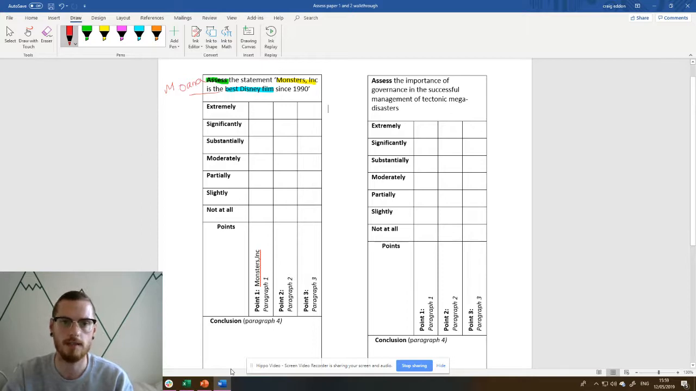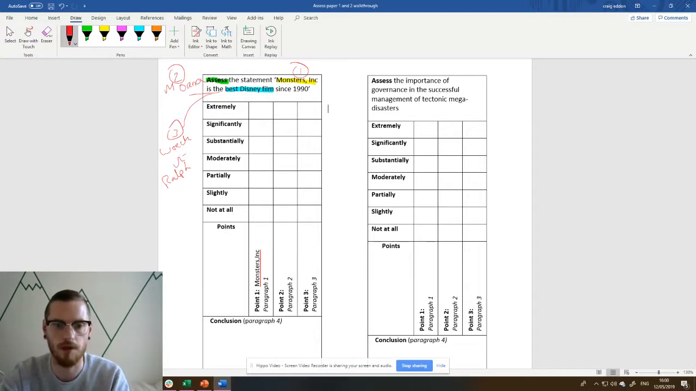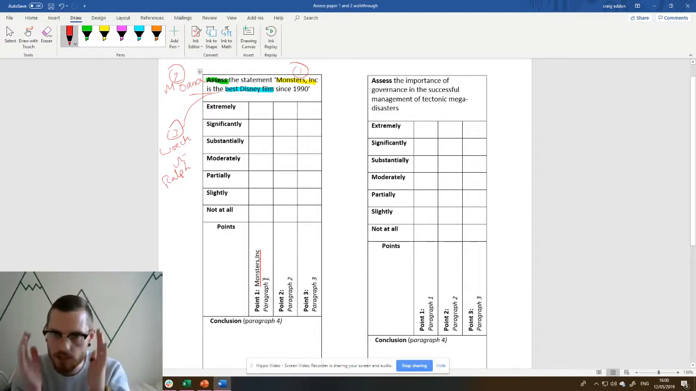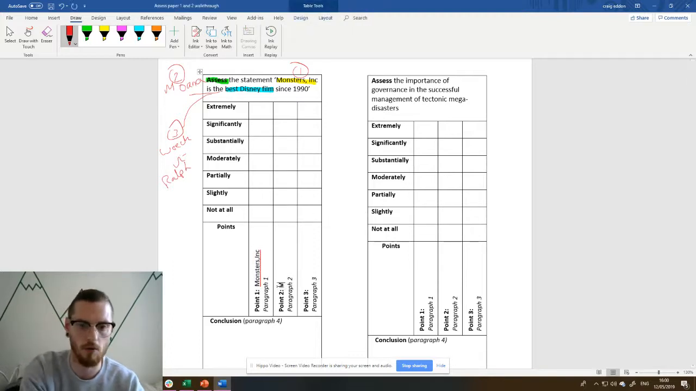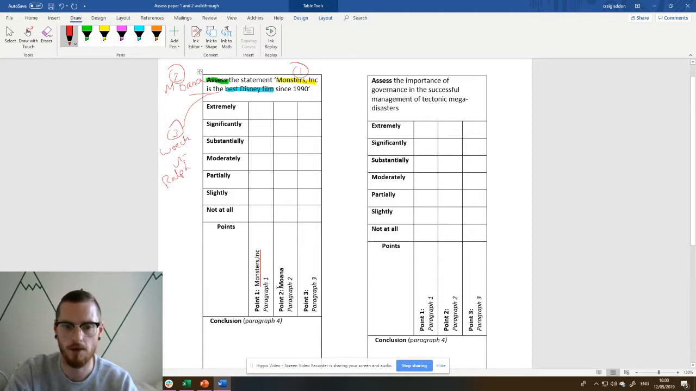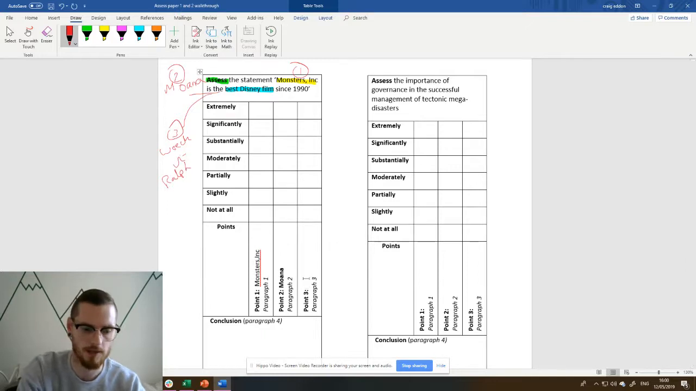So I've got one factor here, Monsters Inc., two factors, Moana, and then third Disney film I'm going to go with is Wreck-It Ralph. Some of you are thinking, Sir's gone for Wreck-It Ralph. How random is that? Now, I'm going to stop with the little board for a second. So down here, and this is just me trying to come up with a way for you to visualize assess structures. So paragraph 1 is going to be Monsters Inc. Now, my second point is going to be on Moana, and my third point here is going to be on Wreck-It Ralph.